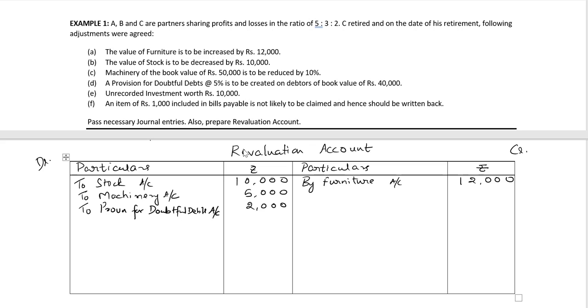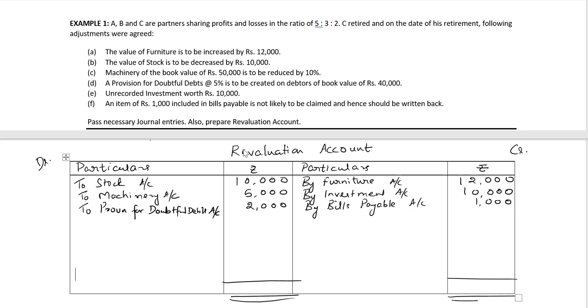Point E, unrecorded investment worth rupees 10,000. By investment account, 10,000 rupees. And point F, an item of 1,000 included in bills payable is not likely to be claimed and hence should be written back. So by bills payable, 1,000 rupees. The items are done. We'll balance the revaluation account. The greater total is on the credit side, 23,000 rupees.